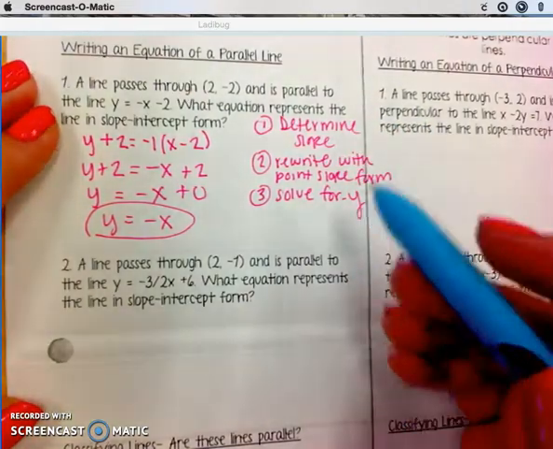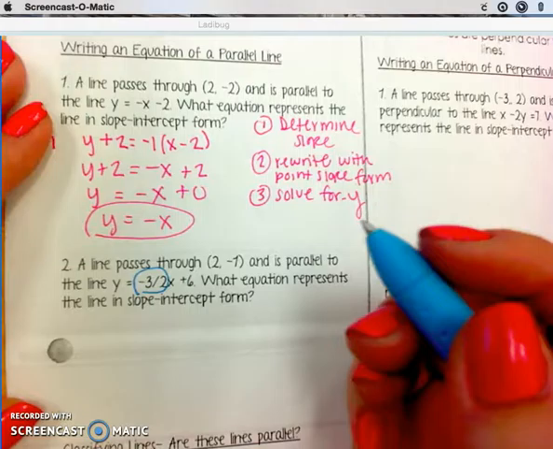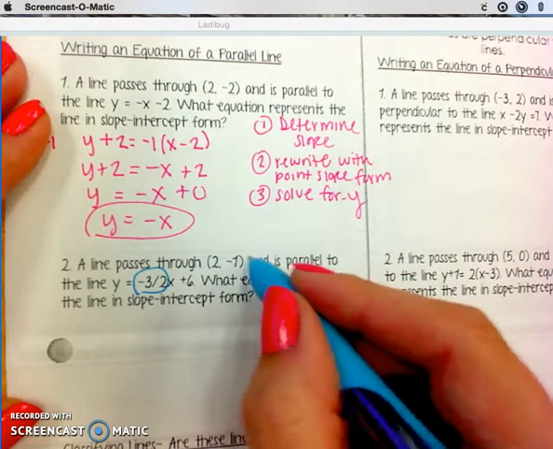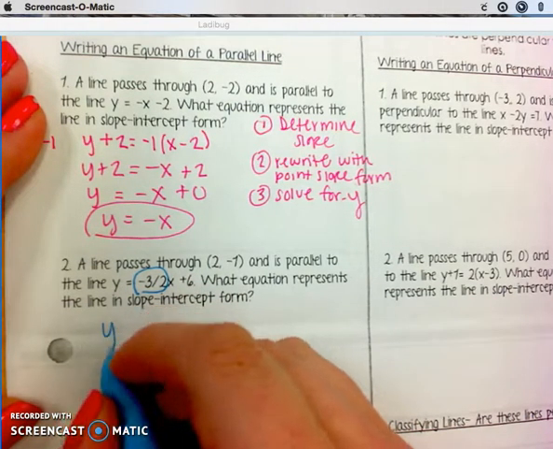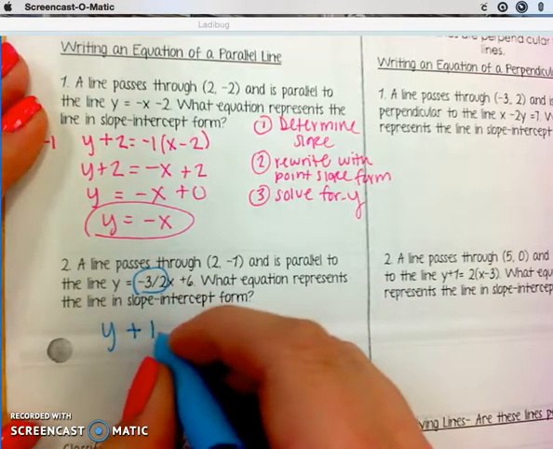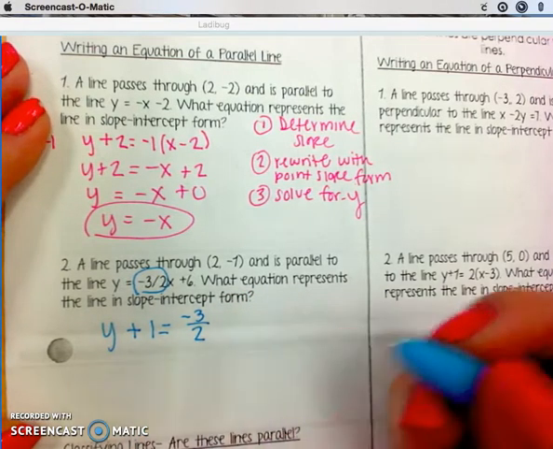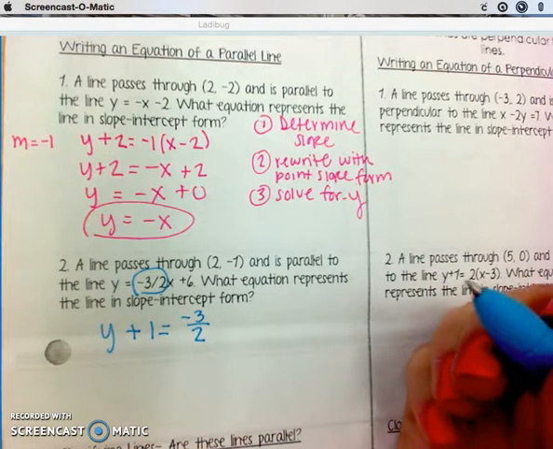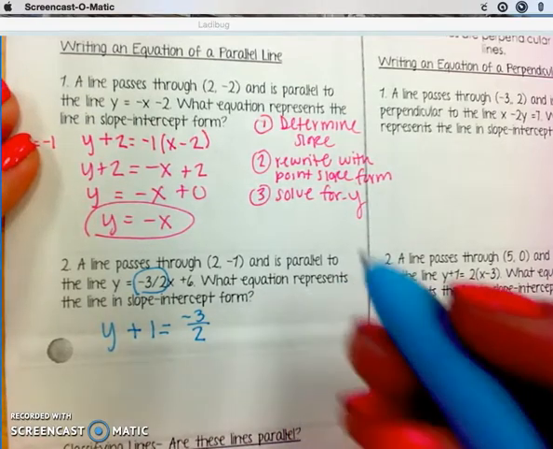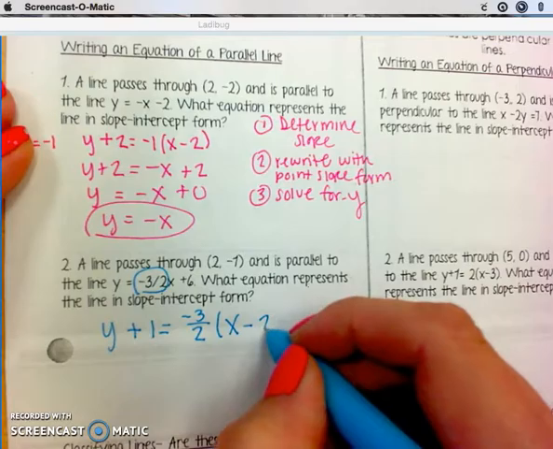I'm doing the same process, finding the slope. The slope is -3/2, and I'm writing it through this point. Y minus, that's a -1, so +1, equals my slope of -3/2. Remember, it's the same slope because it's parallel lines. And we have x and then -2.